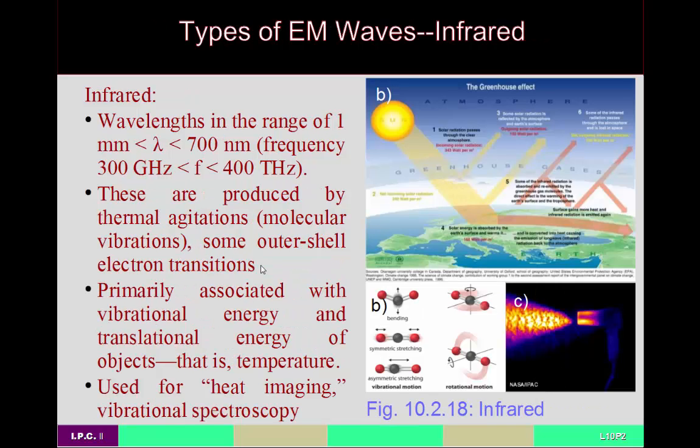Okay, next shortest, or next longest wavelength, and therefore the next lowest frequency, is the infrared. And so these fall in the range of about 1 millimeter to 700 nanometers. Roughly 700 nanometers is as red as your vision will go.